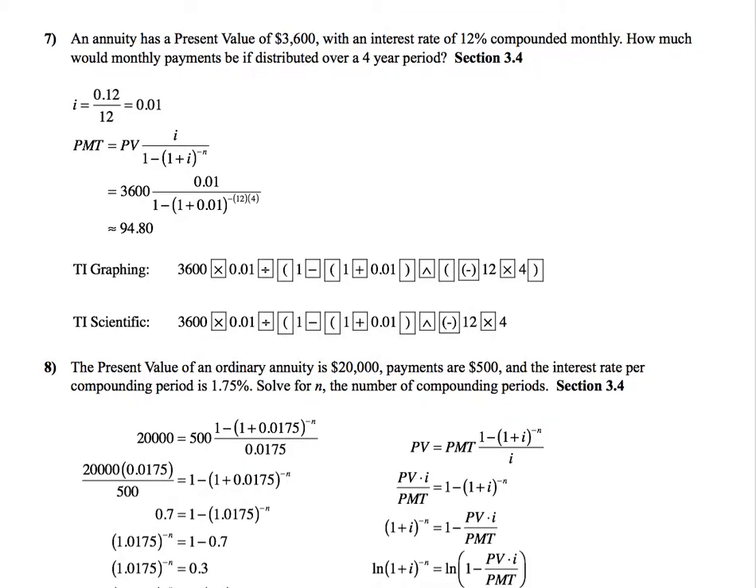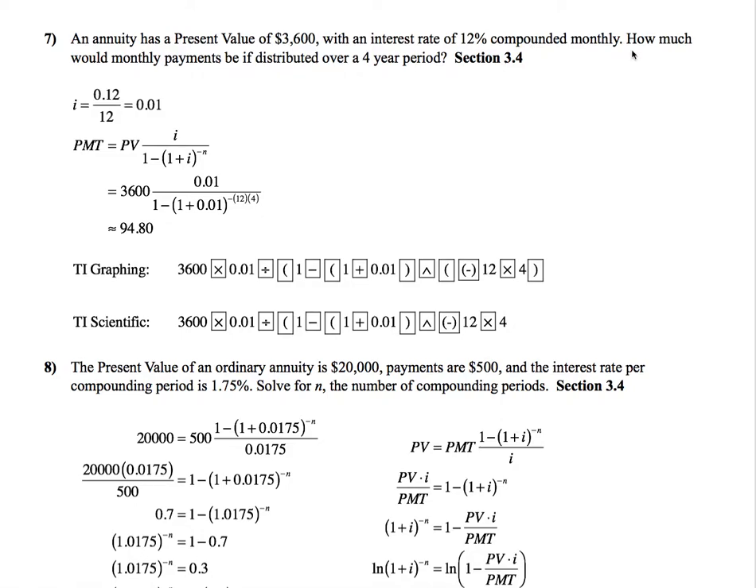Okay, this should be our last review video for exam 3, and it covers questions 7, 8, 9, and 10, all of which come from section 3.4, present value of an annuity. And in our first question here, in question 7, we have an annuity that has a present value of $3,600, and the interest rate is 12%.